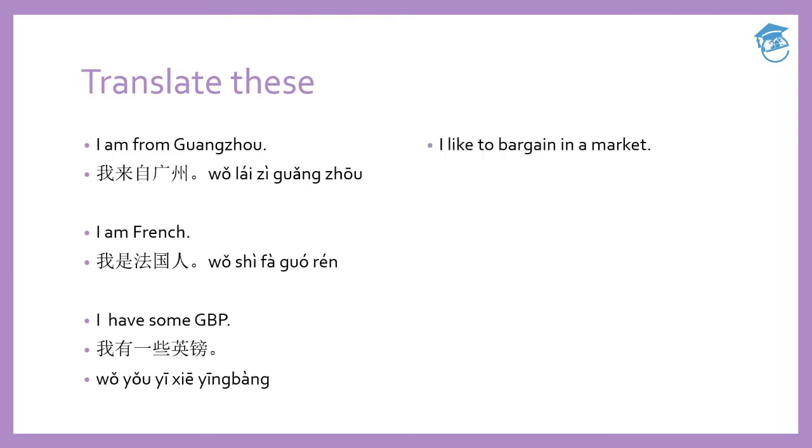The next one, I like to bargain in a market. It's a bit long, but it shouldn't be too hard. How do you translate this to Mandarin? Okay, it is 我喜欢在市集议价. Okay, you have learned that bargain is 议价, and 市集 is market, and the rest should be easy enough. We have covered it quite extensively in first 10 lessons. So 我 is I, 喜欢 is like, and then because 在市集 is a location, so it is placed in front of the verb bargain. That's why I would say 我喜欢, I like to bargain in the market, is 我喜欢在市集议价. Let's go to the next one.